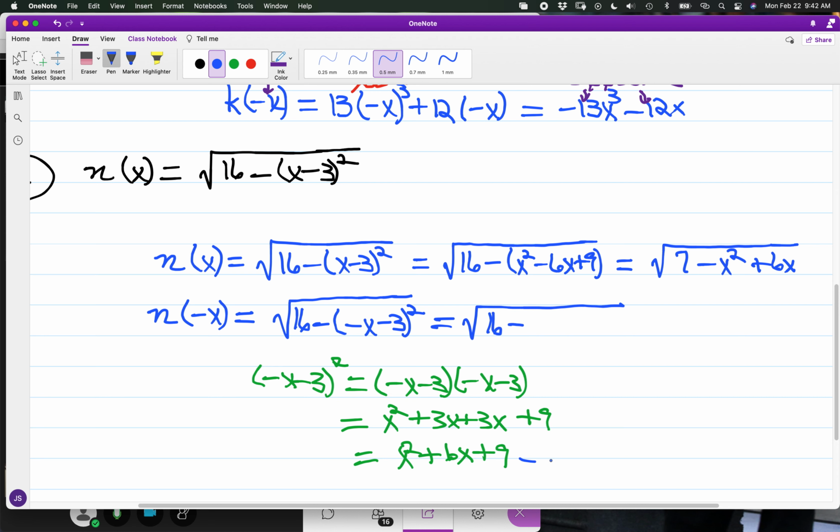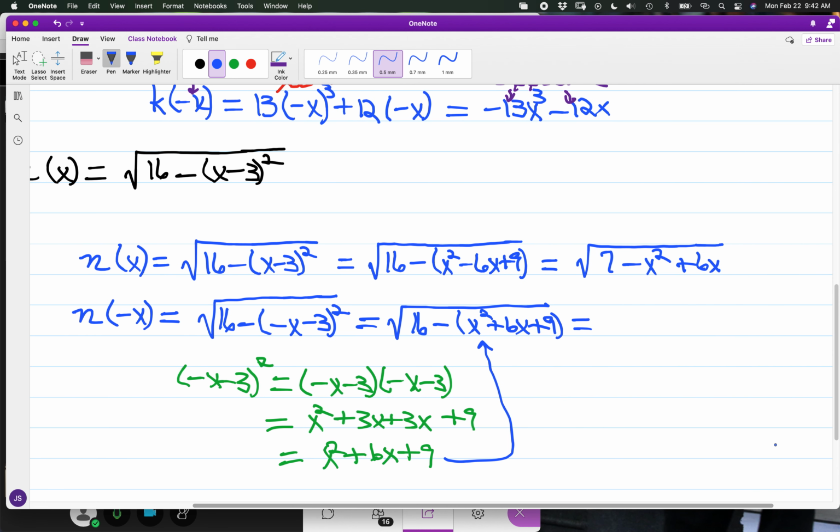So again, I'm going to have 16 minus the quantity of x squared plus 6x plus 9. Looking at distributing, we have 16 minus 9, so we got 7, and we got minus x squared. However, for the variable term, we have a minus 6x.